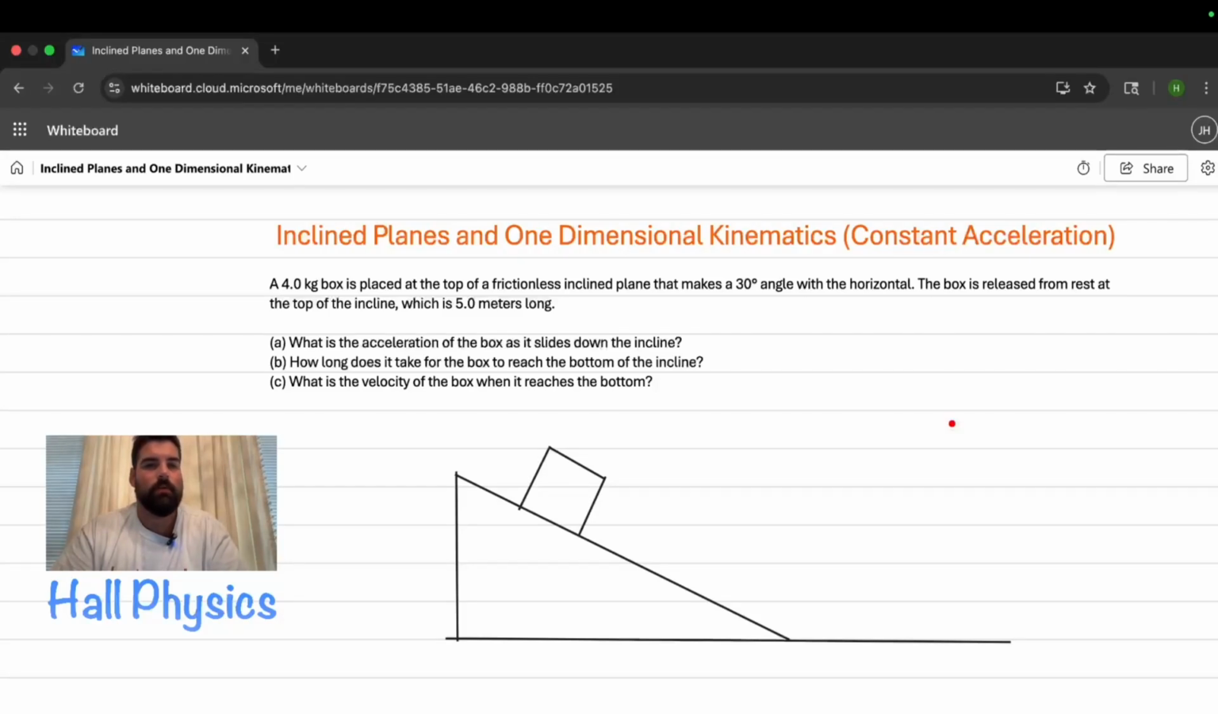Today we're going to be going over inclined planes and also a little bit more of some one-dimensional kinematics. Okay, so let's just go ahead and start with number one right here.